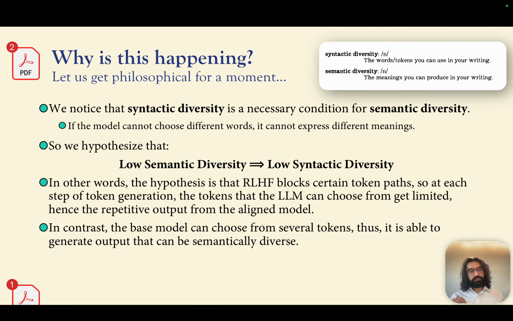And the hypothesis here is that when we observe low semantic diversity, as in the aligned model when it described Grace Hopper or when it created all these customers for us, it is because it has low syntactic diversity. So the root cause of the problem, the thing that RLHF does to the model, is that it blocks certain token paths or trajectories. At each step of token generation, the model doesn't have access to the full dictionary of tokens. It actually has access to few tokens at a time. And that's why no matter how many times you ask the model to generate an output for you, it will generate repetitive output over and over.